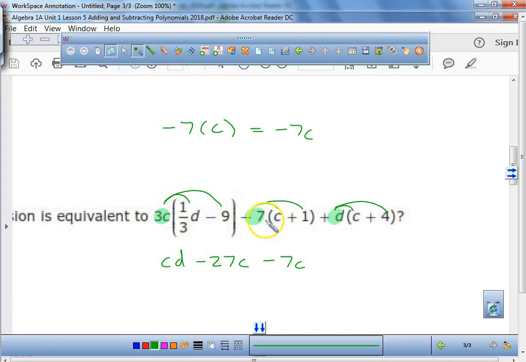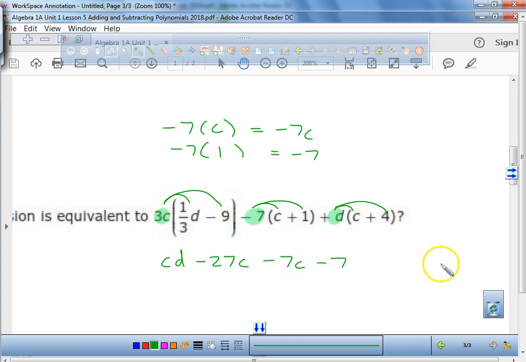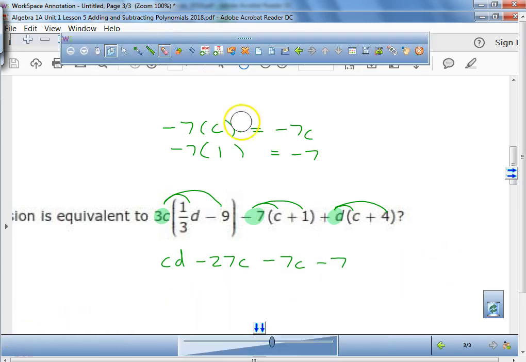Alright, what's the next thing I got to multiply? What is negative 7 times 1? Negative 7. Put minus 7. Go and erase these. We got one more to do.